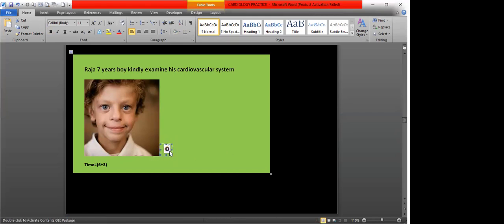I got the wrong murmur here actually. That is the wrong murmur. Okay, so that is a different murmur. So the murmur is maximum in the aortic area. Okay.